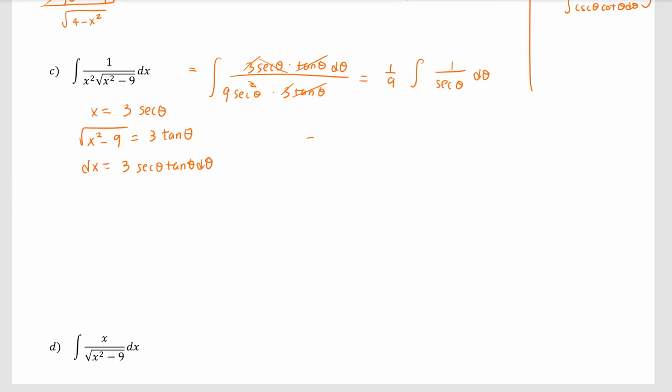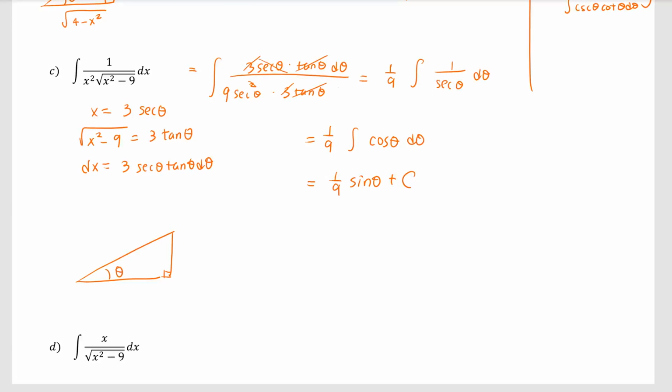Okay, do you know what 1 over secant is? That is cosine. See? You're going to be familiar with the trig identities. And the integral of cosine is sine theta. So far, so good? So it turns out this integral is not that bad, right? Very easy. Once you change to cosine, it's easy.